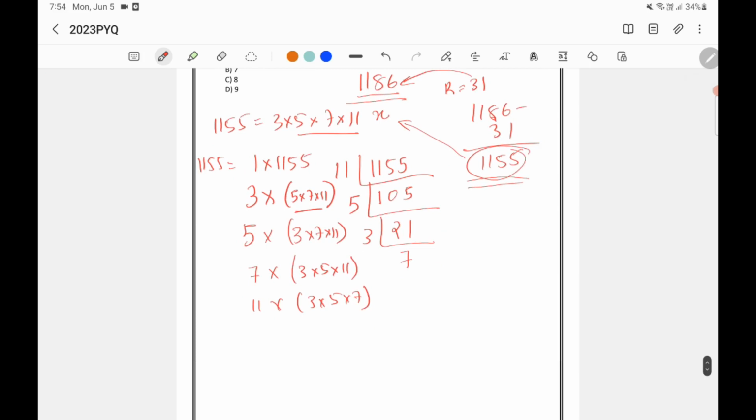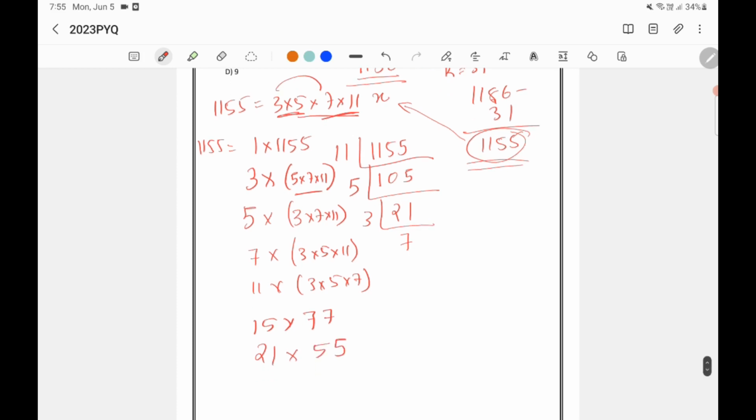Now we can also write it as 3 into 5, 15 into 7 into 11. That is 77. We can write it as 3 into 7, that is 21. 21 into 55. We can write it as 33, that is 3 into 11 is 33. 33 into 35. So these are the different ways in which we can write 1155. That means these are all factors.